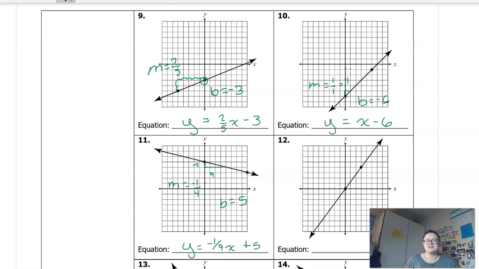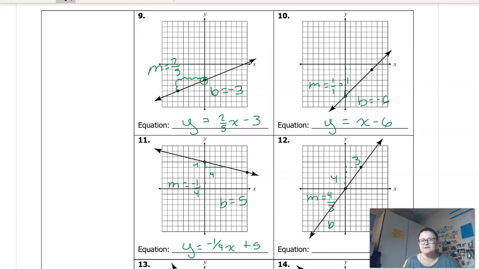I'm just checking my key as I go here because these lines are really hard to count on the computer screen. I hope you realize you can zoom in. I just don't want to do that. Okay, so now my number 12 goes up 1, 2, 3, 4 and over 1, 2, 3. So it's up 4, over 3. So my slope is going to be 4 over 3.